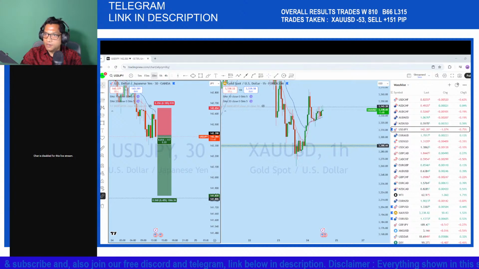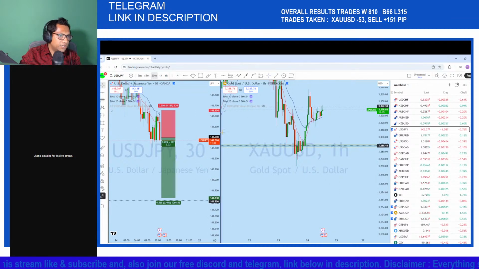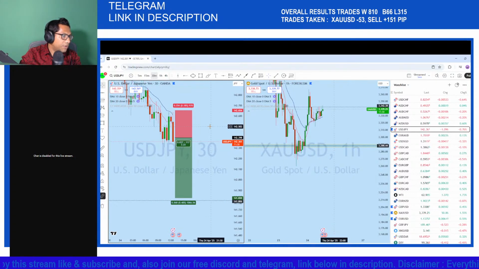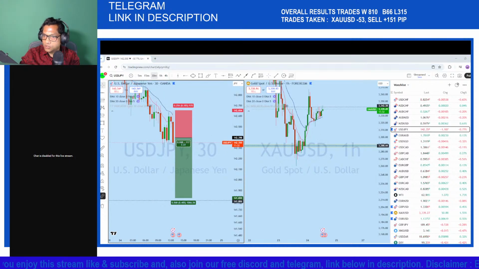So that's the key, putting a sell on dollar yen in this area. We are executing a trade on dollar yen as XAUSD moves sideways, with a 26 to 27 pip stop loss.